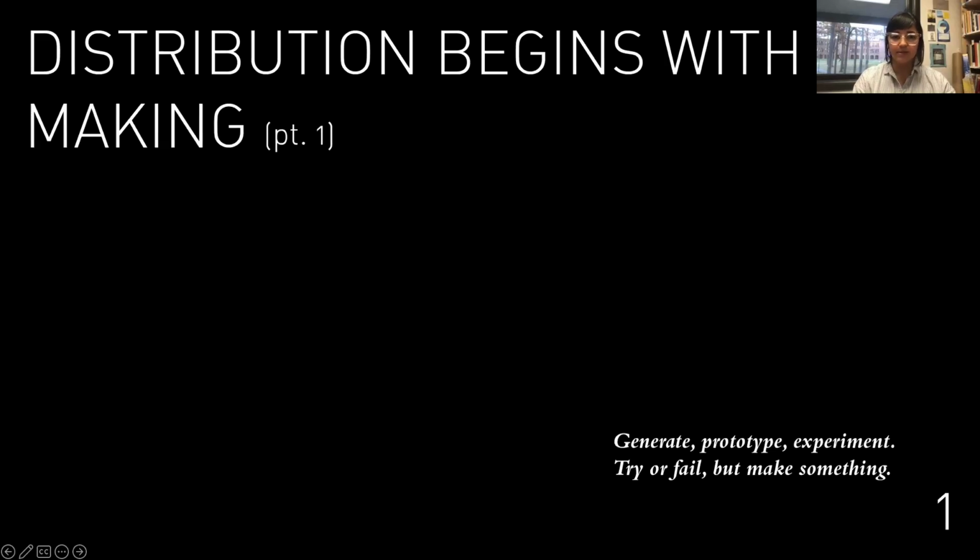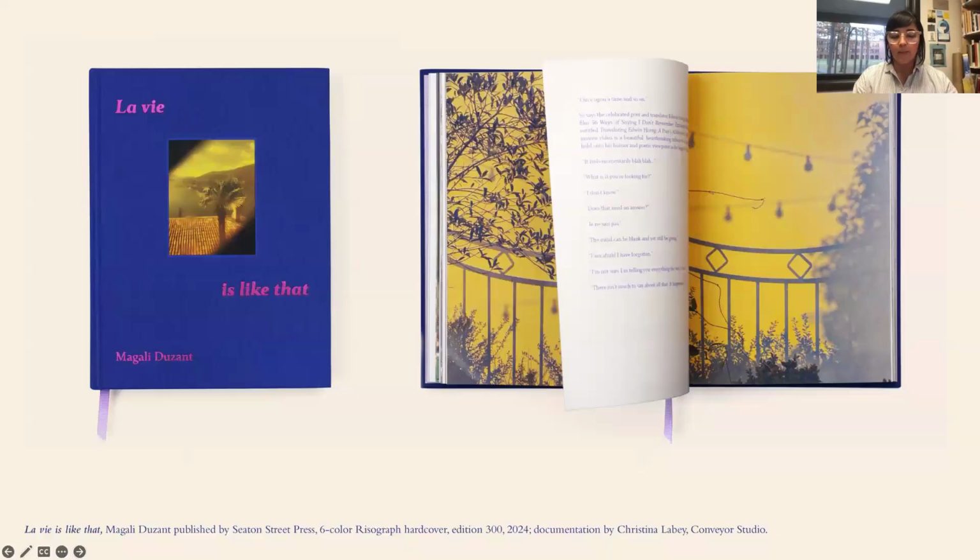I was thinking about this: you have to make the work, generate, prototype, experiment, try new approaches to book forms, and really think about what it is that you're trying to produce. You have to try, you're going to fail, you have to make something baseline. I'm showing you a range of images and documentation from projects that I've published and work that I have been focused on more recently in 2024.